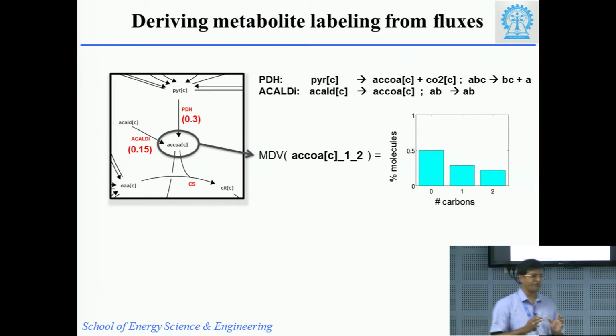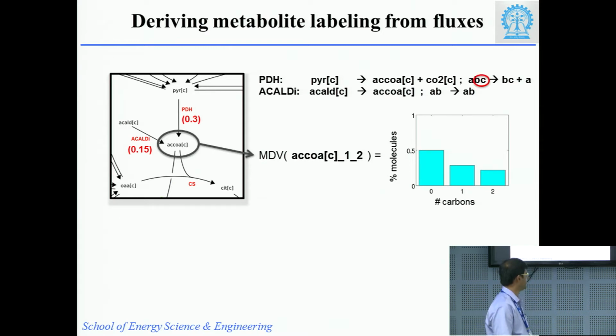So, in 13C MFA, what you do is choose a flux distribution that can be arbitrary. You just take a random flux distribution, V1, V2, V3, like the fluxes you have seen in FBA. You can start the calculation anywhere. Suppose I choose the flux for PDH, that is pyruvate to acetyl coenzyme A, and ACLDI from acetaldehyde to acetyl coenzyme A to be 0.15 and 0.3. So, I choose this randomly, and then I calculate the MDV for acetyl coenzyme A.